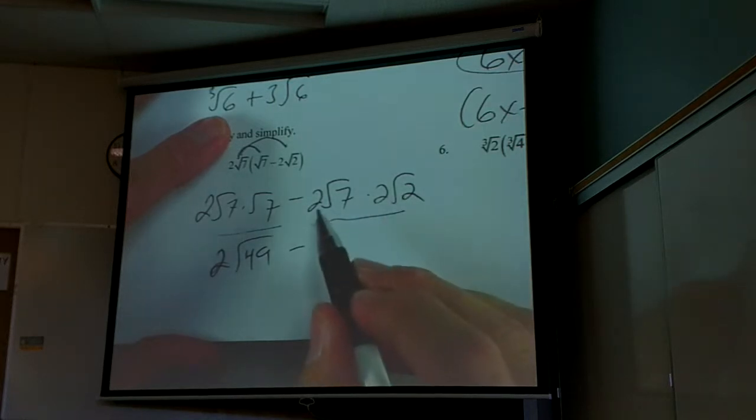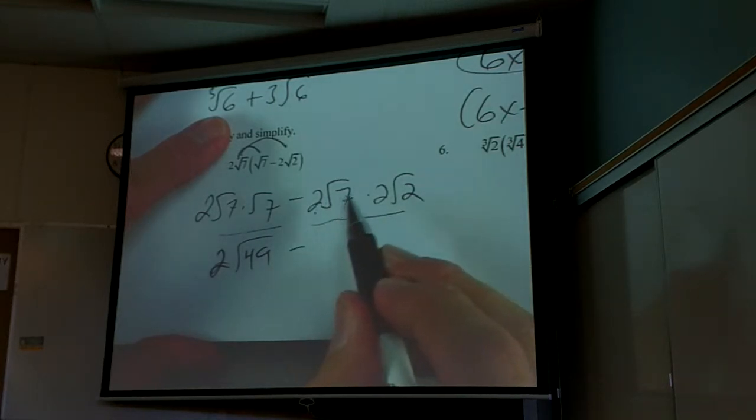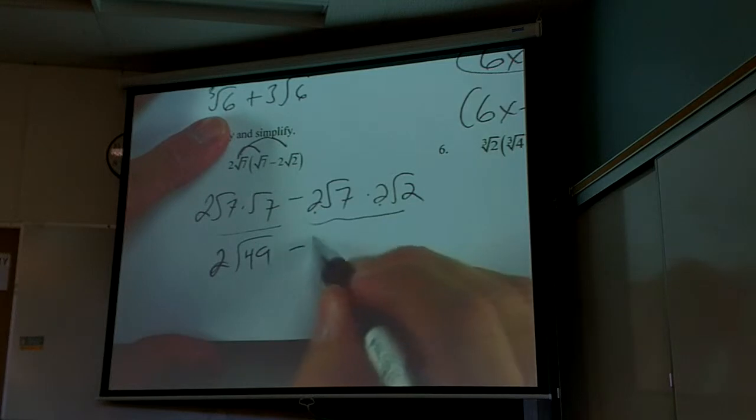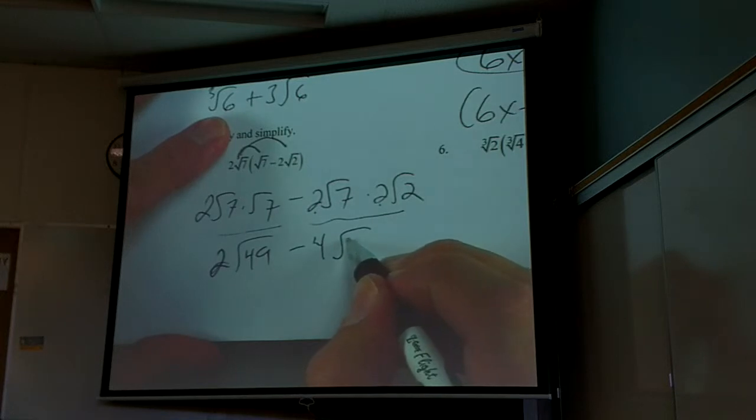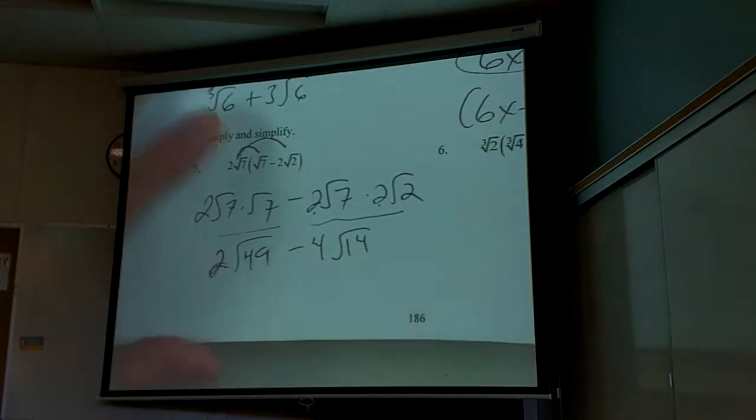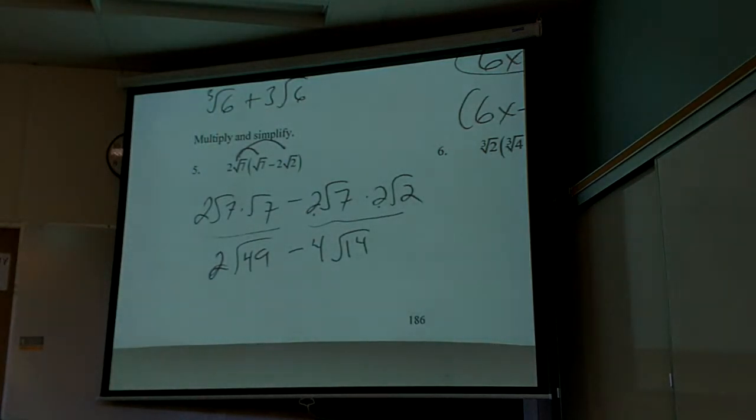Almost everything. So I can do 2 times 2, that's 4. And rad 7 times rad 2 is rad 14. 7 times 2, right? Is that cool? You guys see that?